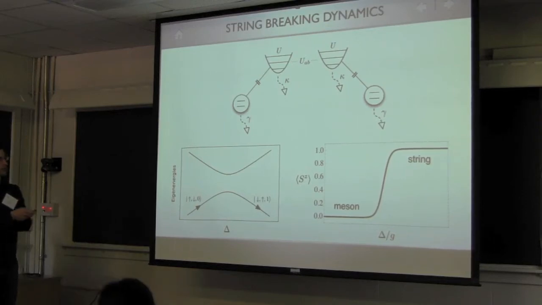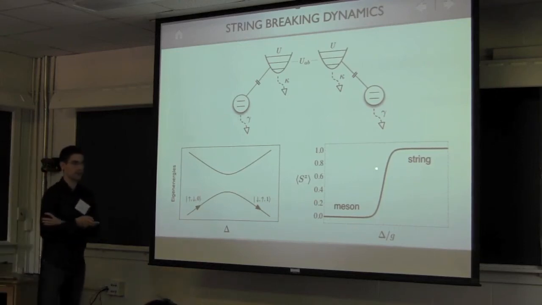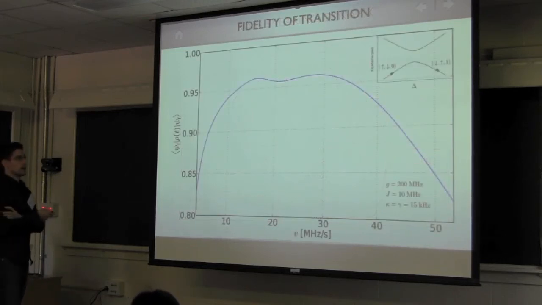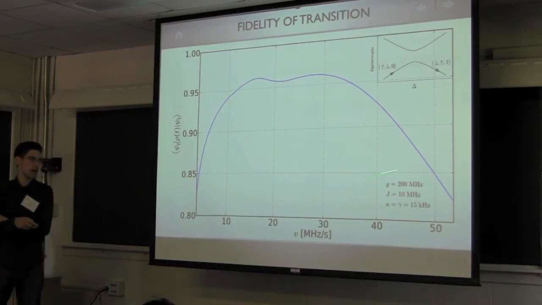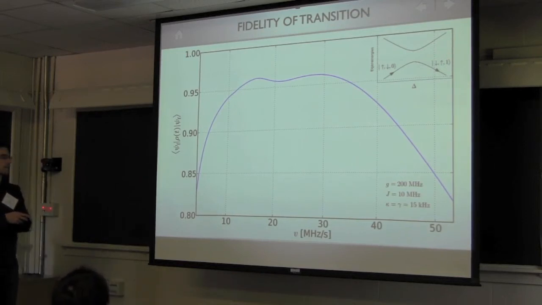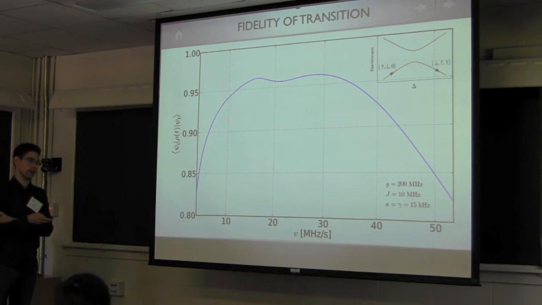if I go too slow, notice that photons and the qubits can decay out of the system. So to achieve the transition in the open quantum system scenario, there will be an optimal velocity of ramping delta, such that I go from the meson phase to the string phase. And the question is, how well can I do that? These are the results for realistic parameters of the qubit couplings and decays. At the point of the optimal velocity, the fidelity of the transfer between the meson and the string phase exceeds 95%, even for not optimized and realistic parameters.